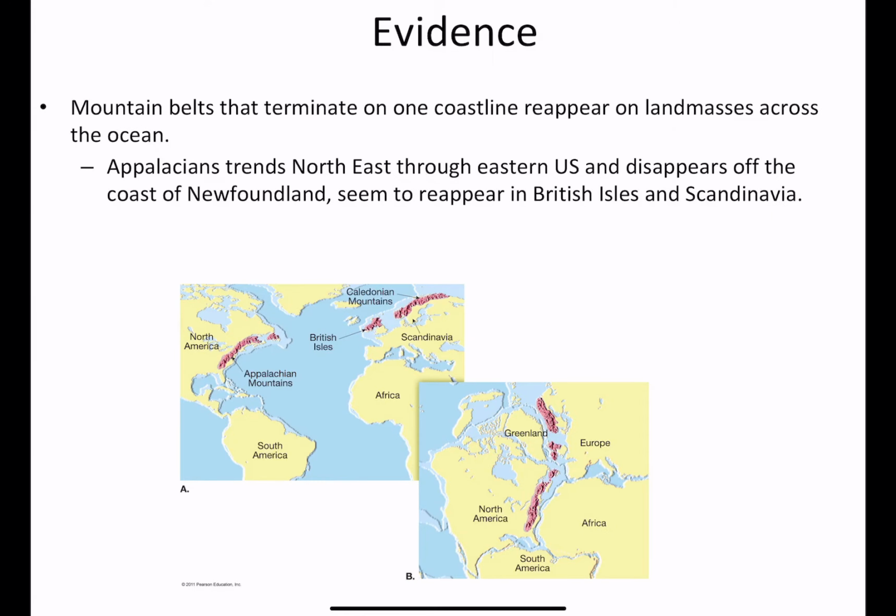The third piece of evidence that Wegener considered was that there are certain mountain belts which seem to terminate on one coastline and then reappear on land masses across the ocean. One example would be the Appalachian Mountains. So you have the Appalachian Mountains in North America, as you know.